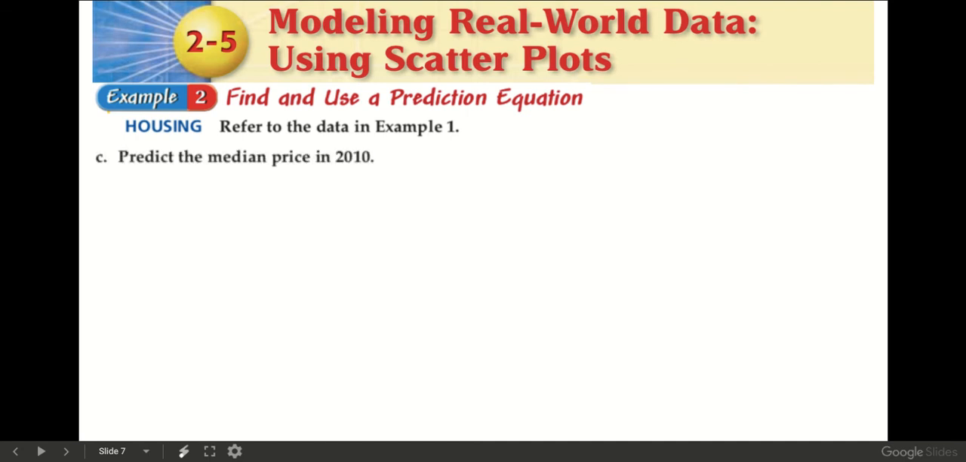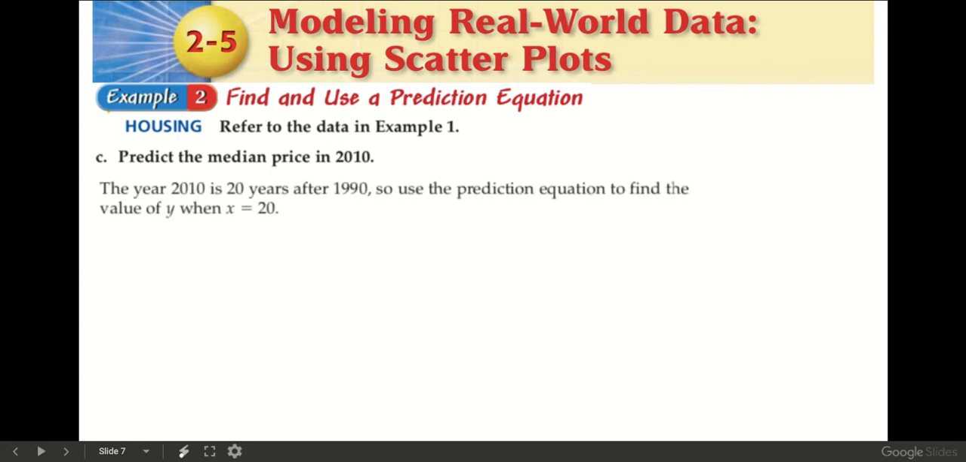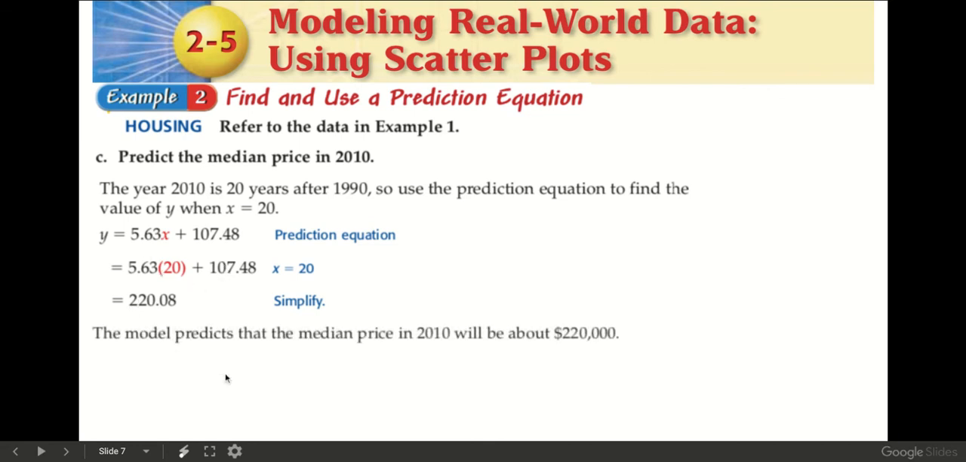Let's look at part C now. We're going to predict the median price in 2010. So remember that in 2010, that's 20 years after 1990. So my x value is going to be represented by 20. So I'm going to use my prediction equation, and I'm going to substitute in the value of 20 for x. I'm going to multiply and add, and that's going to give me 220.08. So that means that my median price in 2010 would be $220,080, or approximately $220,000. Because remember, this is in thousands of dollars. So if you multiply it by 1,000, that would give you this value right here.